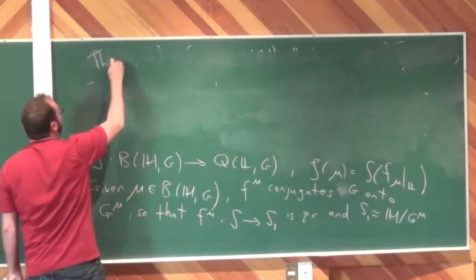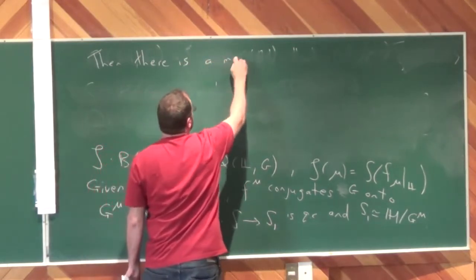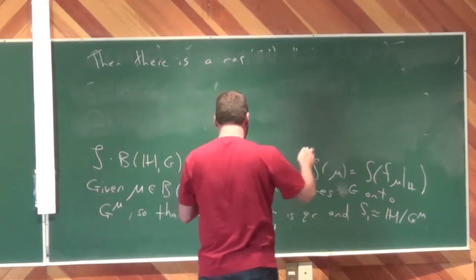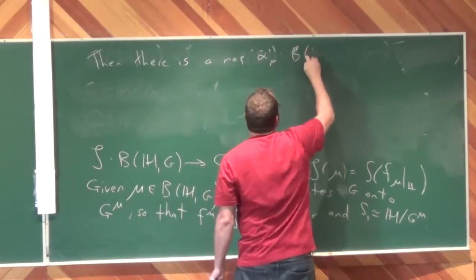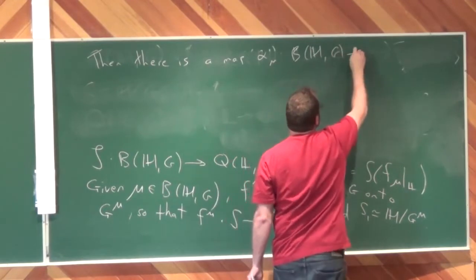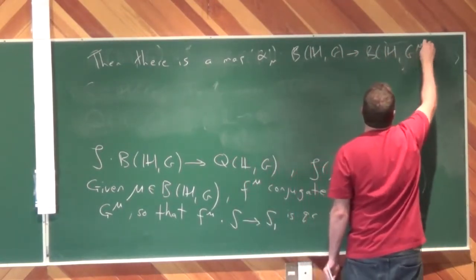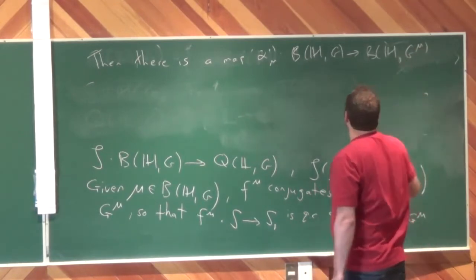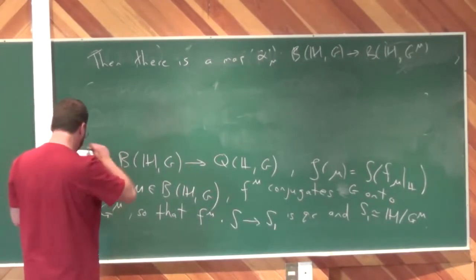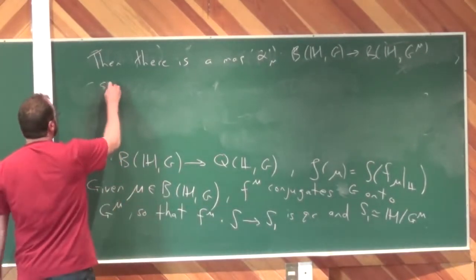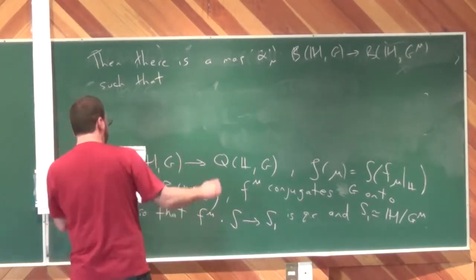Okay, then there's a map, alpha sub mu, from, let me get this the right way around, BHG to Beltrami differentials with respect to the new group we've got, G upper mu. And you can define it the following way.